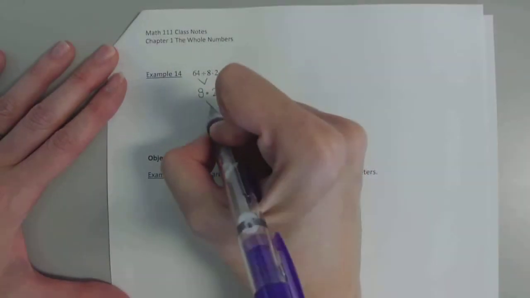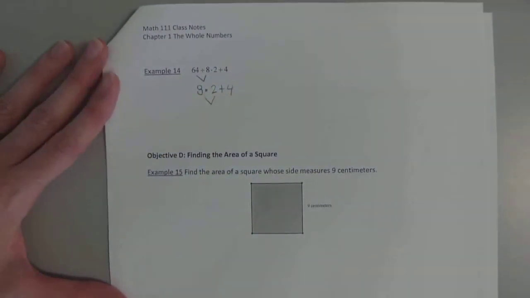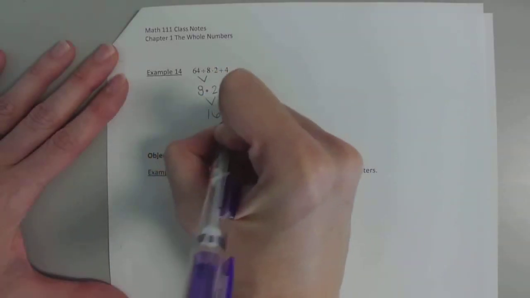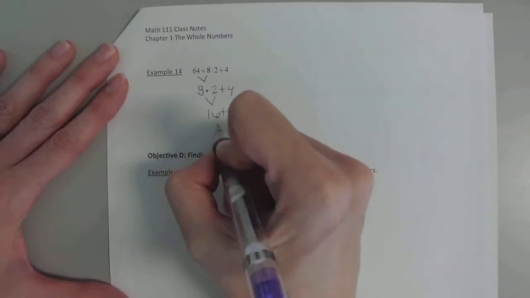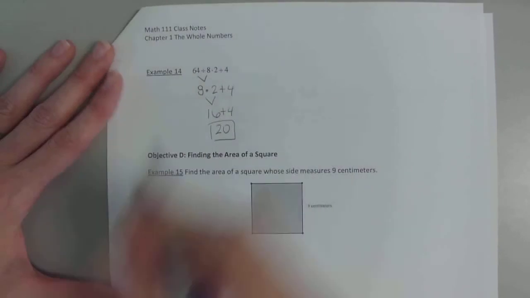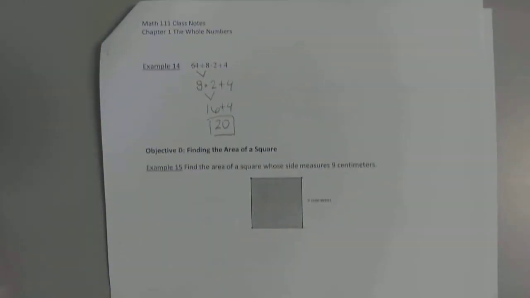And then I need to do multiplication next. What's 8 times 2? 16 plus 4. And what's 16 plus 4? 20. Did you guys get 20? Woohoo! Okay, last thing real quick, and if it cuts me off, I'm not too worried about it.